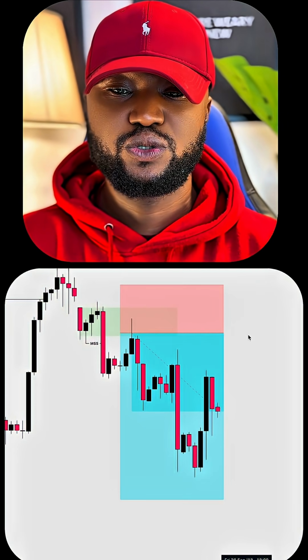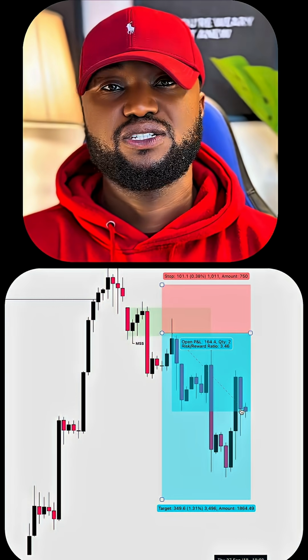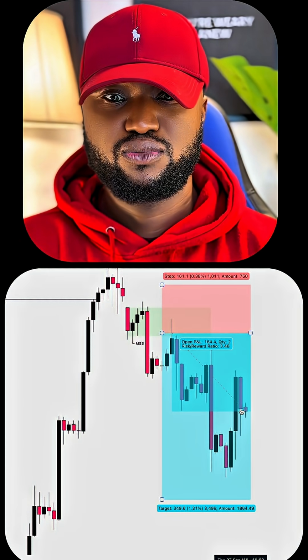The same thing you would do if you're taking a buy. Look for a higher time frame draw on liquidity, wait for a sweep of liquidity, and then shift in market structure. Then you can pull your trigger.